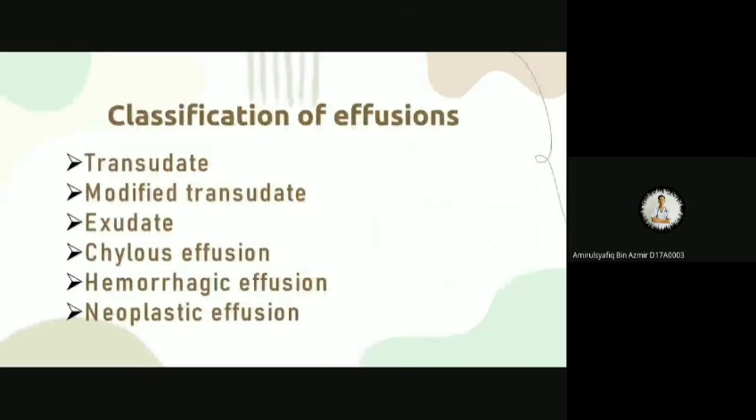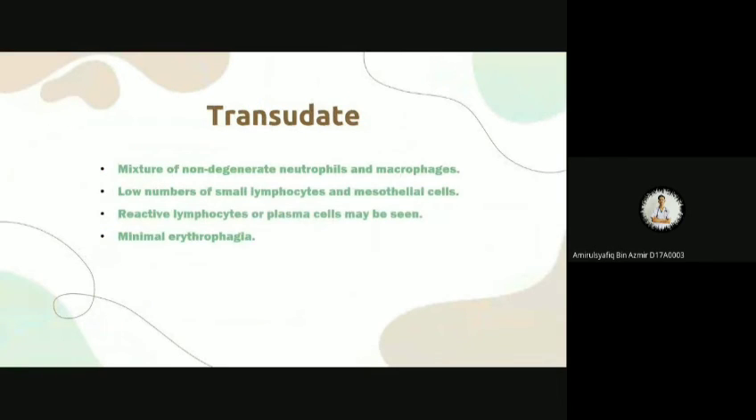I will talk about abdominal cytology, pleural effusion. We can classify effusion into 6 types, which are transudate, modified transudate, exudate, chylous effusion, hemorrhagic effusion, and also neoplastic effusion. For transudate, in the cytology, we can see a mixture of non-degenerate neutrophils and macrophages. There is also presence of a low number of small lymphocytes and mesothelial cells. Lymphocytes or plasma cells may be seen, and there is also minimal erythrophagia.